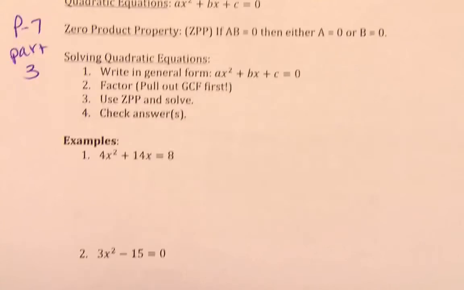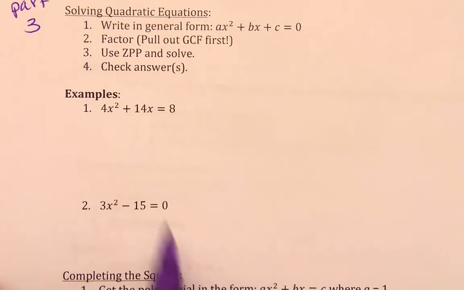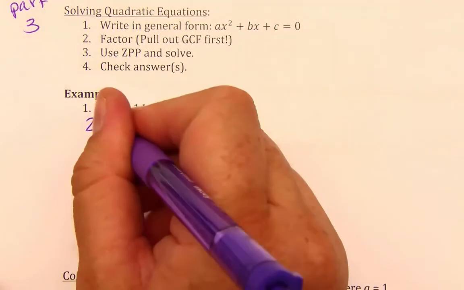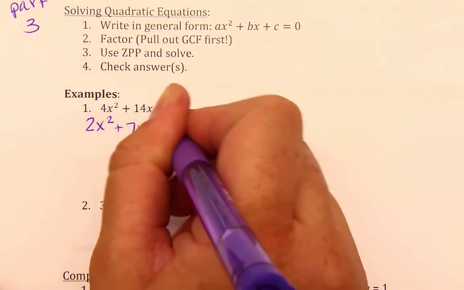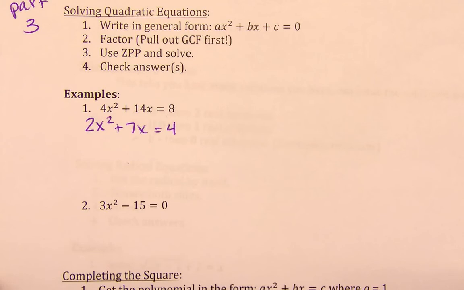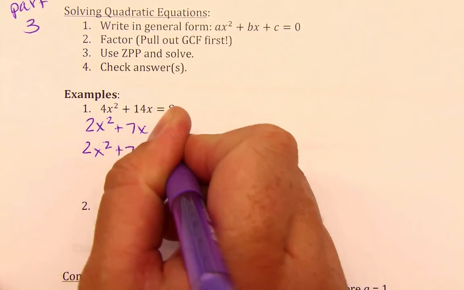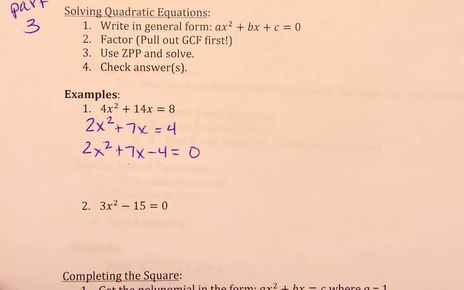Now looking at our first example here, I noticed that all of these numbers are divisible by 2. So dividing by 2, I get 2x squared plus 7x equals 4. And I want to set it equal to 0, so we subtract 4 from both sides. And now I want to factor. Now we have a few options for factoring here.